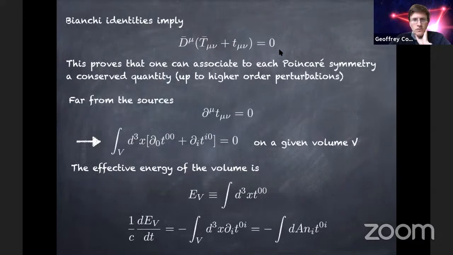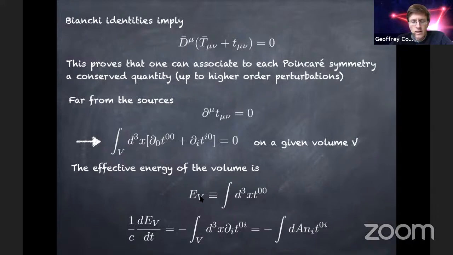Okay, so here we go. We come to the question that was asked. So the transversality implied this covariant conservation with respect to the background metric g. And therefore, we can associate to a Poincaré symmetry a conserved quantity. Since we are looking far from the sources, where we use this, the background is effectively Minkowski. So far from the sources, there is no T, and this covariant derivative becomes a normal derivative. So this is a standard story on a given volume.